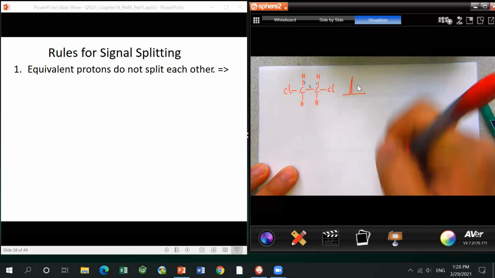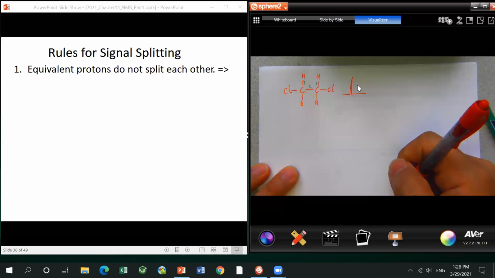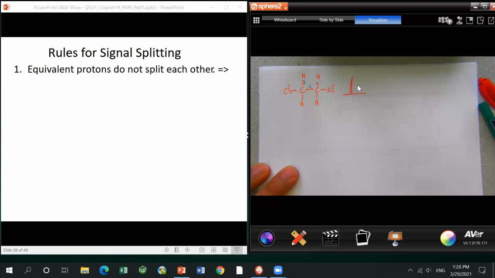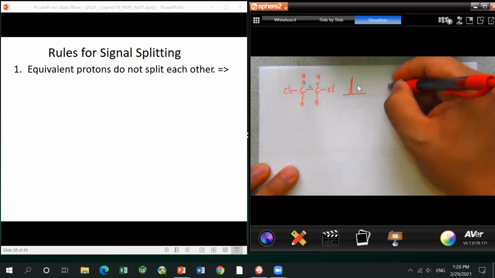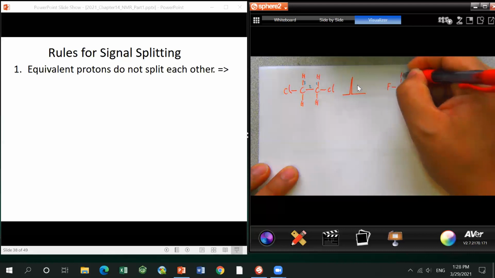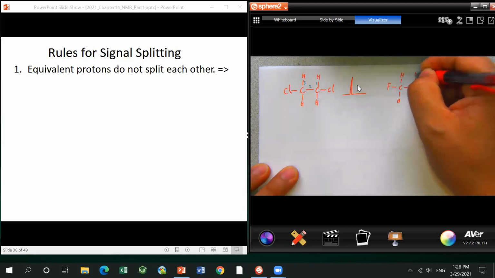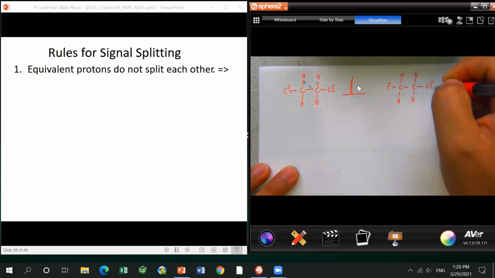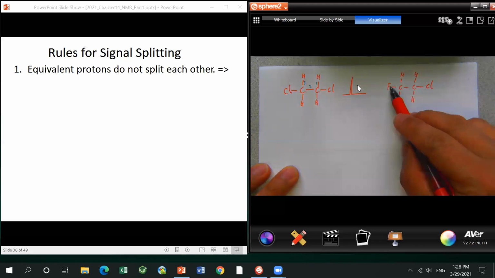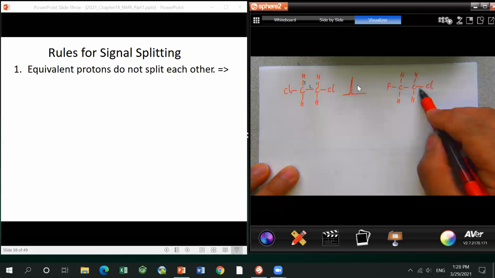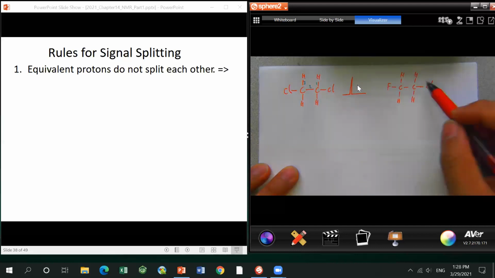A singlet. But on the other hand, if they have different chemical shifts, then they will show couplings. Give me one example. We use fluorine, hydrogen, and chlorine. Now we should see two signals, because this H is close to fluorine and this H is close to chlorine. They have different chemical shifts, and then they will couple to each other.